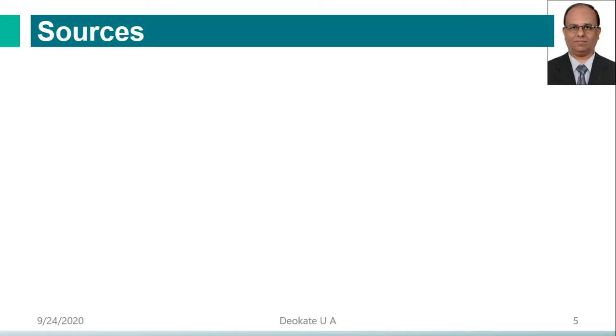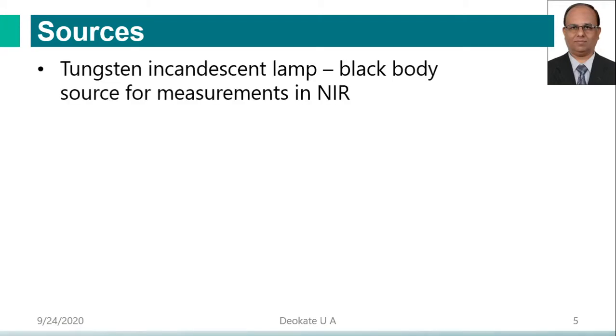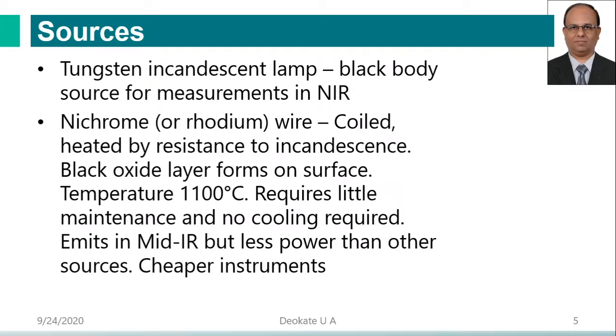Now we'll see the first component, that is the source. Continuous sources are generally utilized. We know that there are two sources: one is line sources, another one is continuous sources. So tungsten incandescent lamps are generally utilized. They are similar to black body emitters. They are a source for measurements in the near infrared regions.